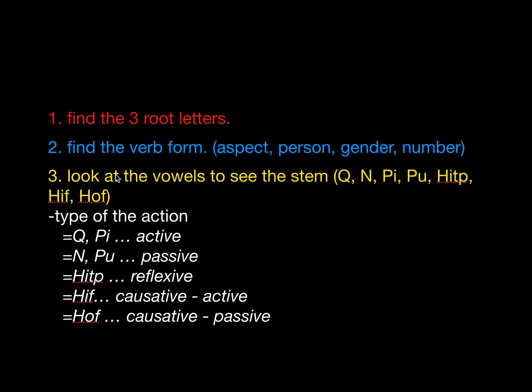The next step, step number 3, you look at the vowels and see the stem. Just like with the perfect, it can be kal, nifal, piel, pual, hitpael, hifil, hofal. Kal, piel are active, nifal, pual are passive. Hitpael is a reflexive form. Hifil is causative active, and hofal is causative passive.